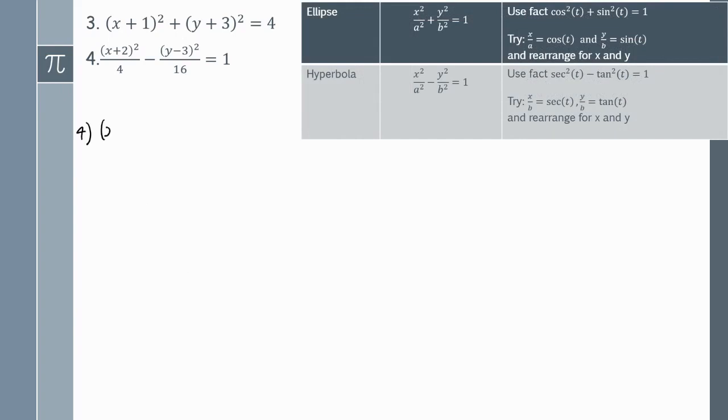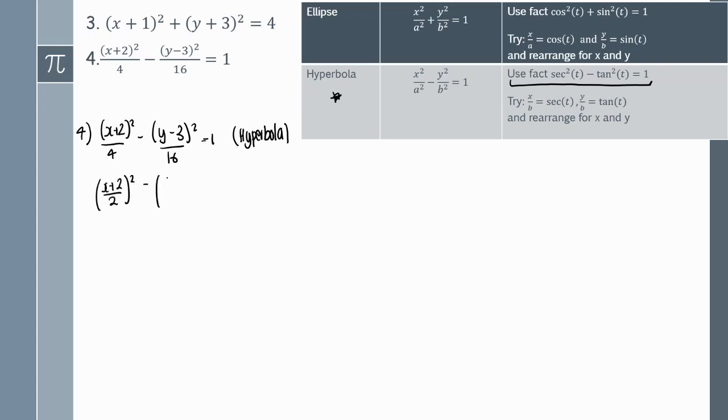Lastly, I have x plus 2 all squared over 4 minus y minus 3 all squared over 16 equals 1. Now this isn't a circle, it's not an ellipse, it's actually a hyperbola. So notice the minus sign. The Pythagorean identity I know with a minus sign is sec squared t minus tan squared t equals 1. So that's what we're going to use for this one.